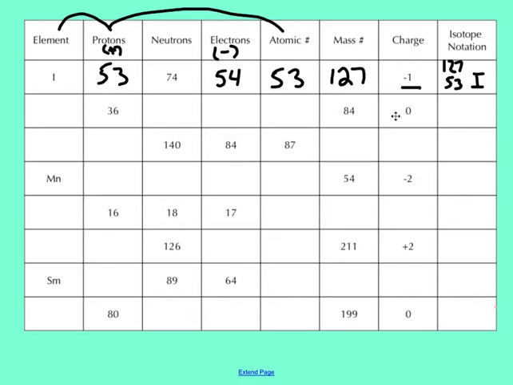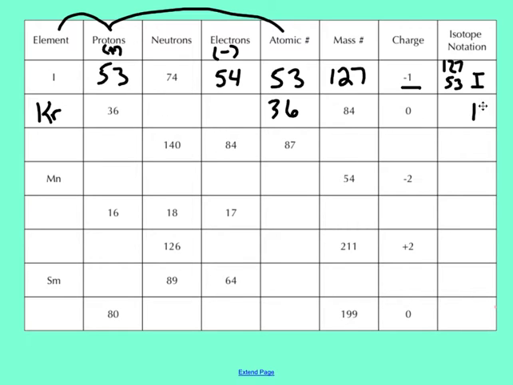Alright, let's go ahead and try and do the next one. So I'm looking for an element that has an atomic number of 36, because you can see the protons is 36. So I'm going to go ahead and write the atomic number of 36. So go ahead and look for an element that has an atomic number of 36. If you need help, it'll be in the far right-hand column. Yeah, good. So it's krypton. So krypton's symbol is Kr.